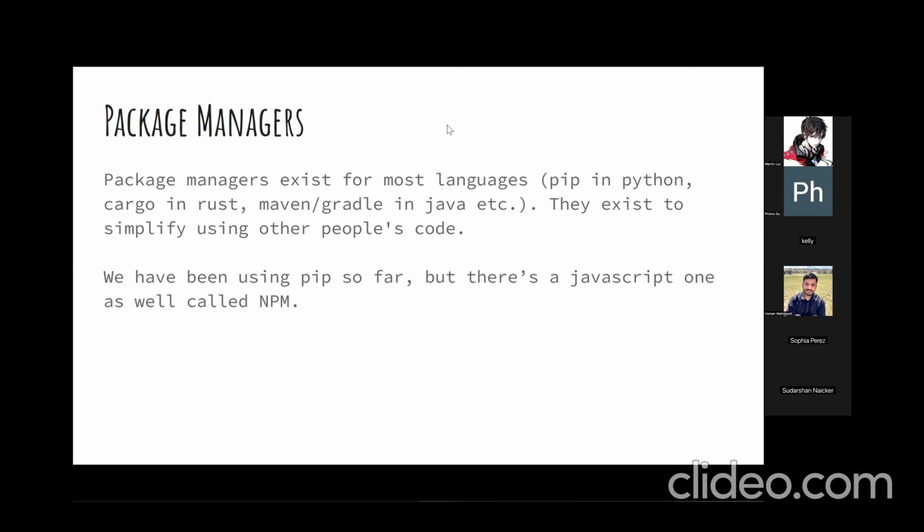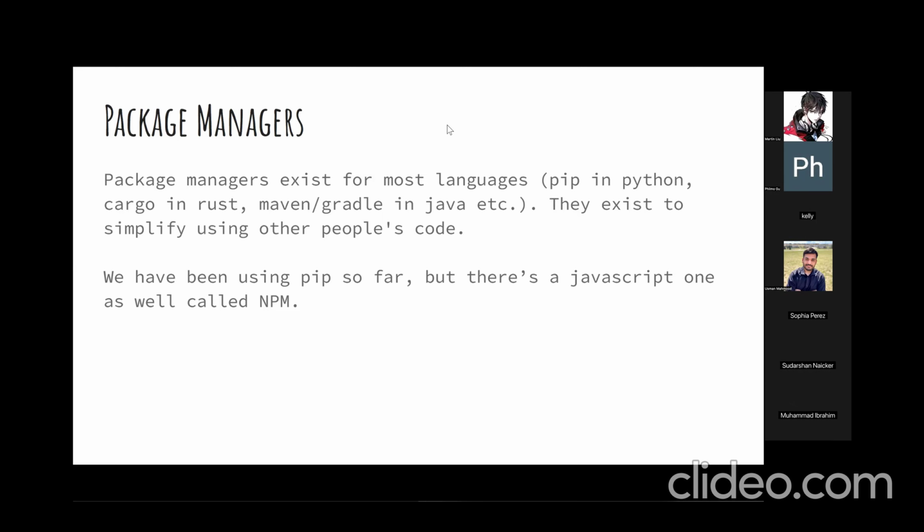Looking at package managers, they exist for many languages, such as pip in Python, Cargo in Rust, Maven and Gradle in Java, and so on. They are there to help simplify the use of other people's code.